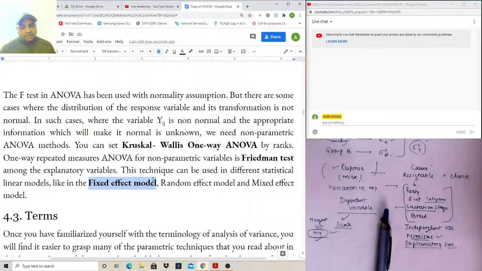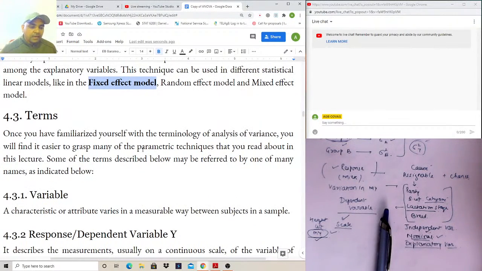Okay, now there are certain terms which need to be taken up before going for ANOVA, right? We will be discussing them one by one, because when we discuss the examples of ANOVA, certain terms will come. Many of the terms you have already gone through, but these terms are again described in reference to ANOVA. Once you have familiarized yourself with the terminology of analysis of variance, you will find it easier to grasp many of the parametric techniques that you read about in this lecture.